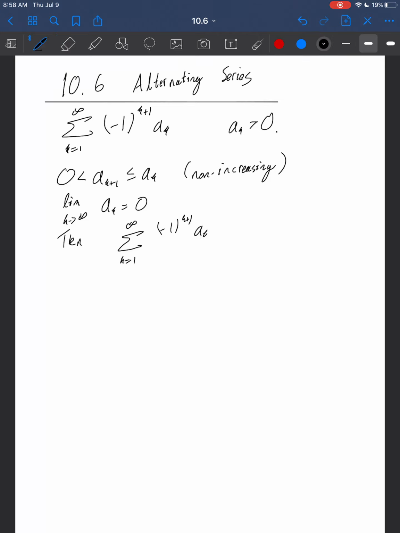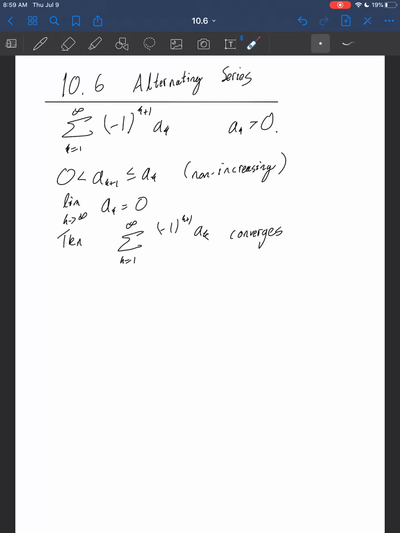Oh, that should be a_k. Right, so this is basically the opposite of the divergence test, where we now have this limit of the terms going to 0, and we get now that the series converges. So the divergence test for specifically alternating series will also tell us convergence.